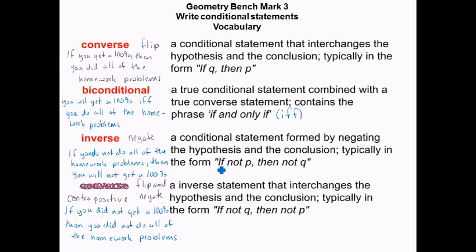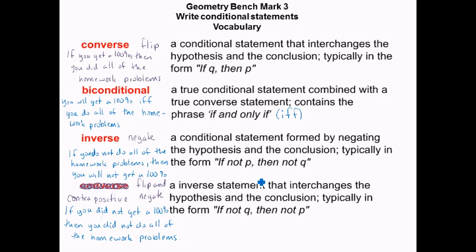Okay, so the converse flips, the inverse negates. So it's in the same order, but instead of being if this, then this, it's not and not. So if you do not do your homework, then you will not get 100. So you just make it no's. Just no, no. And then with the contrapositive, big long word, does both. Flips and negates.